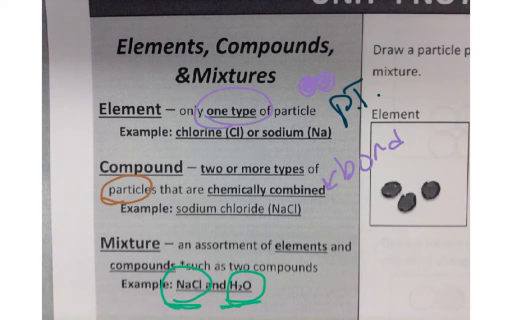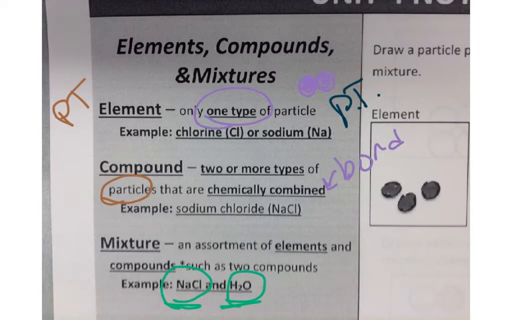Now, how you would identify these during a non-pictorial demonstration: an element will be found on the periodic table, so all you have to do is look to see if that name is found on the periodic table. If it is, it's good. If it's not, move on to the compounds.